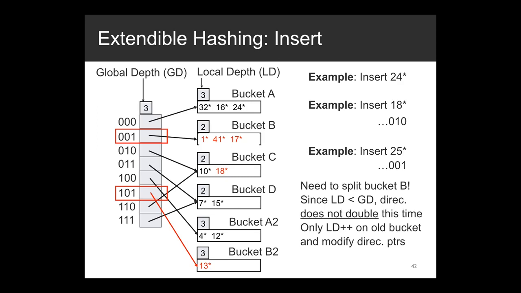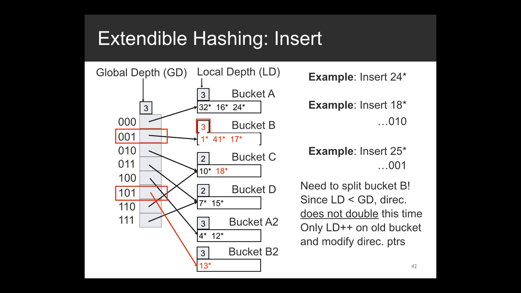Okay, so notice that these pointers in the directory, which both were pointing to B, now only this one points to B, and this one points to its split image. And also notice that the local depth parameter has to be incremented by 1. This one, local depth becomes 3. This one goes up from 2 to 3. Okay, does that make sense?